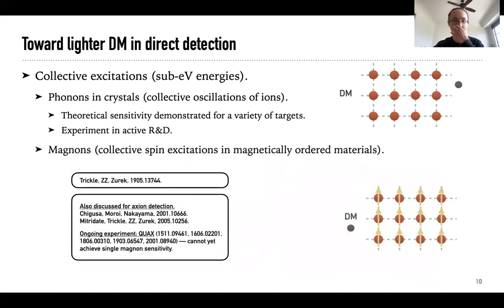All right. So in addition to phonons, we can of course also look at other types of collective excitations. And the other set of ideas that we have looked into is to use magnons. So these are collective spin excitations in magnetically ordered materials. In the simplest case that is shown in this cartoon, we have a ferromagnet that everyone is familiar with. In the ground state, all the ionic spins are aligned. And when a dark matter comes in, if it interacts with these ionic spins, it can trigger a collective excitation mode, which is classically speaking a spin wave. And the quanta of spin waves are magnons.